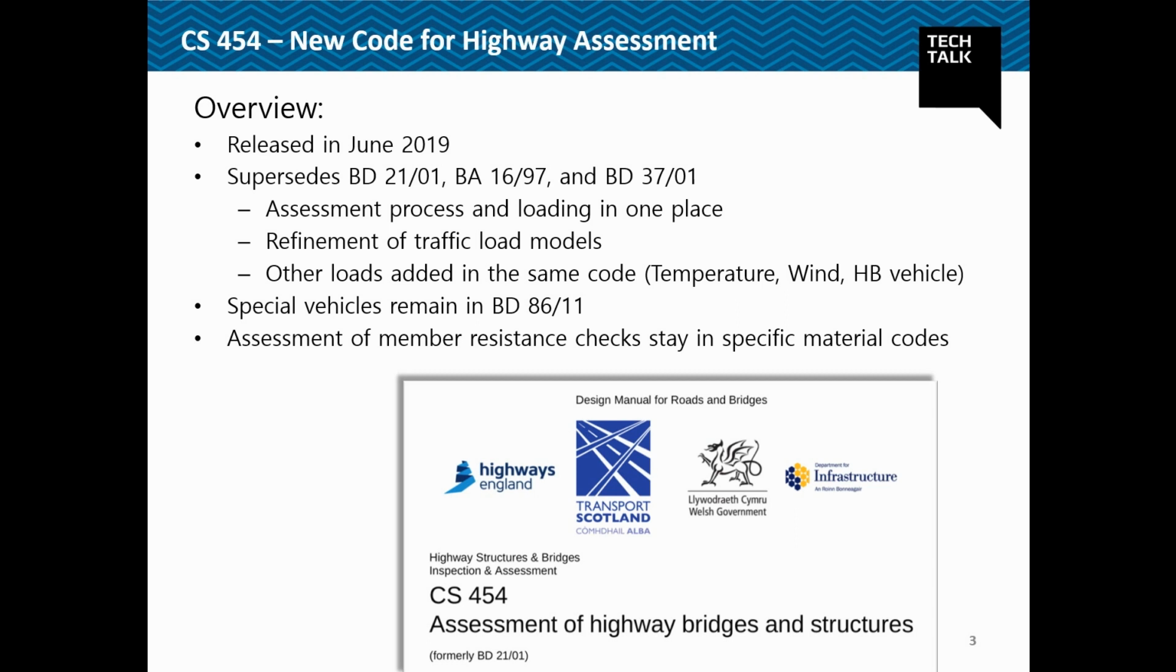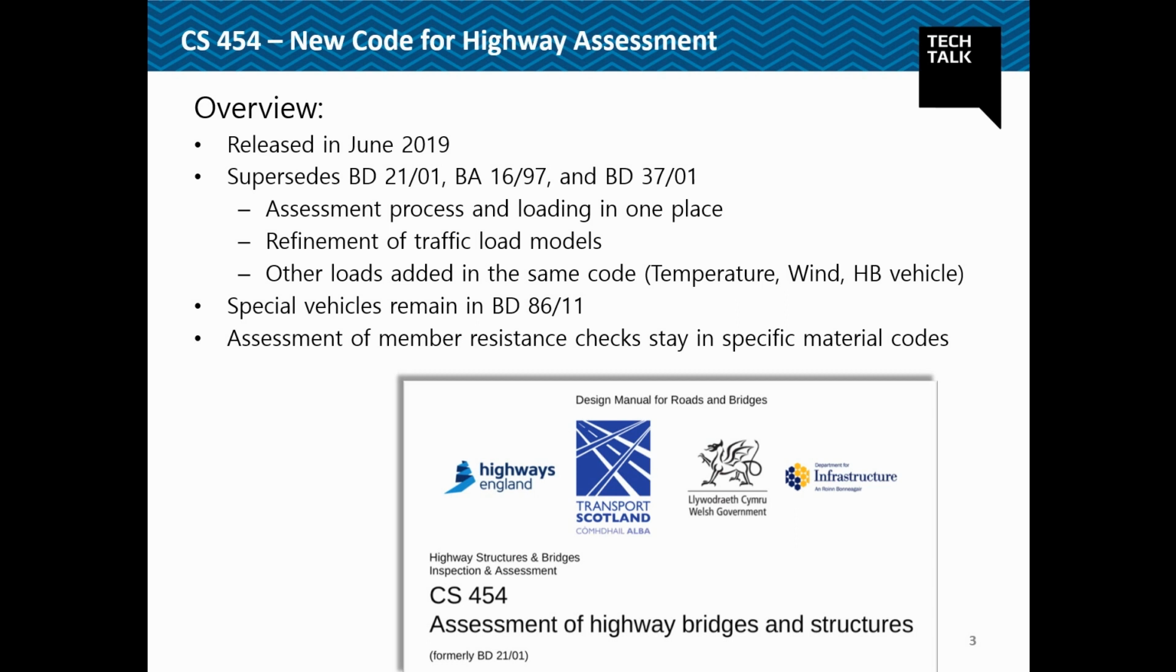It also introduces a bit of refinement of the traffic loads so that they reflect better the current highway regulations, and it also brings other loads into the same code, i.e. in the CS454 it directly provides information on how we can address temperature, wind, abnormal vehicles such as HB, and so on, which previously were in other codes, not in the assessment code BD21.